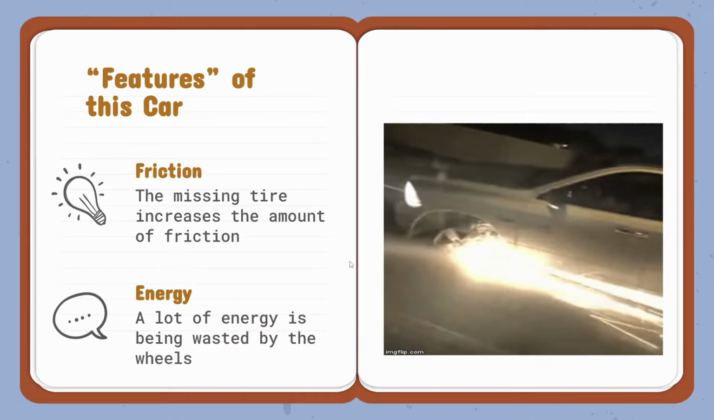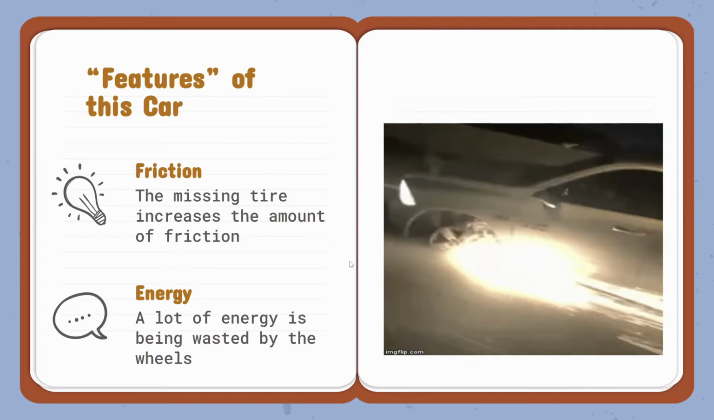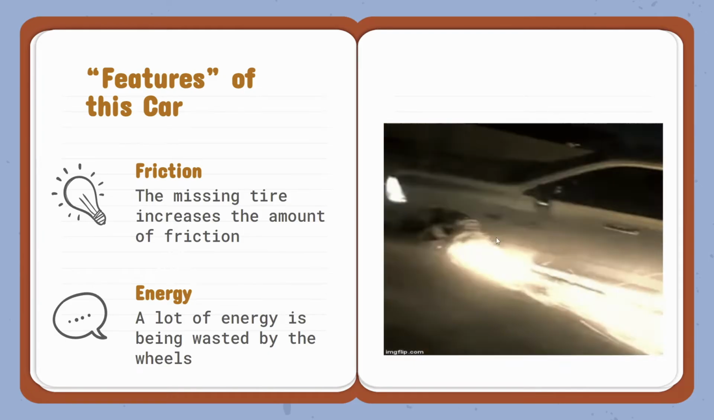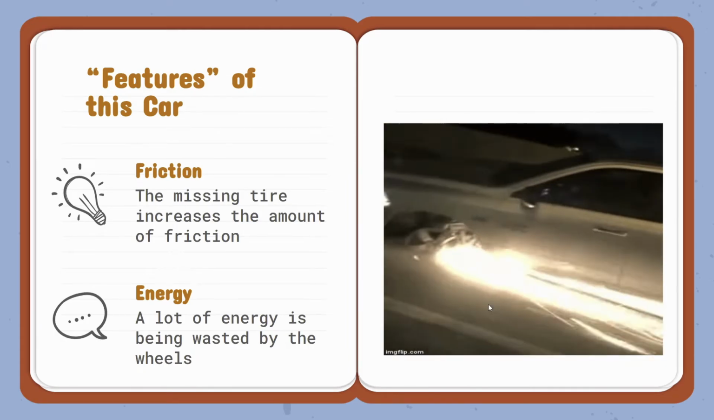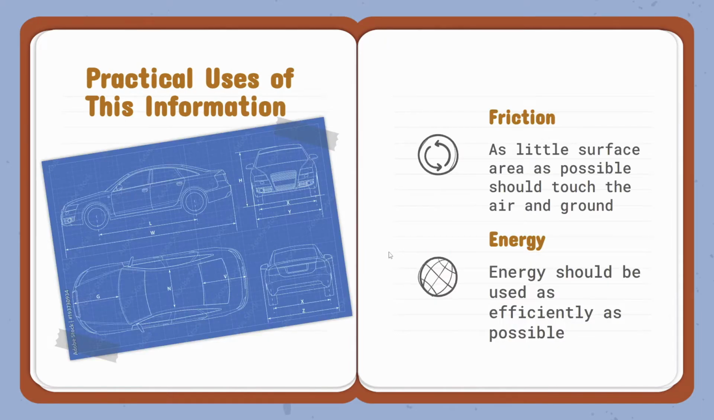So let's talk about some quote-unquote features of this car. The missing tire here is creating, of course, a lot of friction, which will inevitably slow the car down. And a lot of energy is also being wasted by the wheels because of this, which is obviously why we have tires on our cars. So, practical uses of this information. For friction, as little surface area as possible should touch the air and the ground. And for energy, energy should be used as efficiently as possible, since we can't maximize our energy since we're limited to only one canister of CO2.